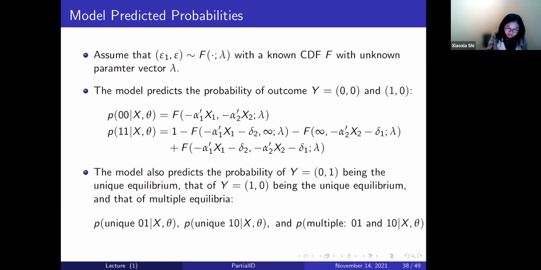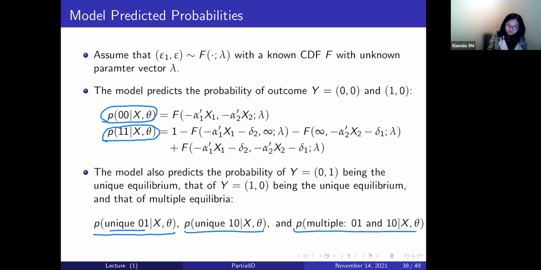So this is basically the mathematical form of what I just said. The model is able to predict the probability of 0-0 happening and the probability of 1-1 happening. It's also able to predict the probability that 0-1 is the unique equilibrium and 1-0 is the unique equilibrium. You can also predict the probability that 0-1, 1-0 are the multiple equilibria.